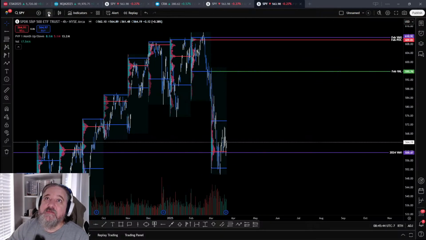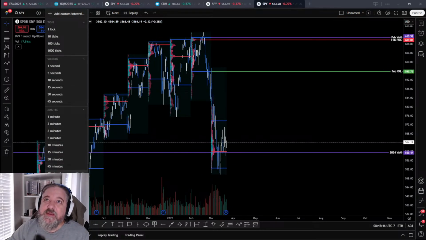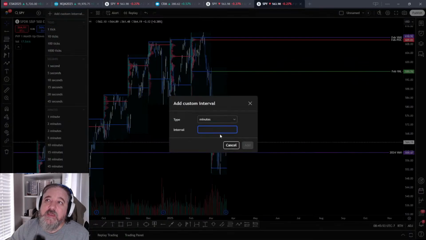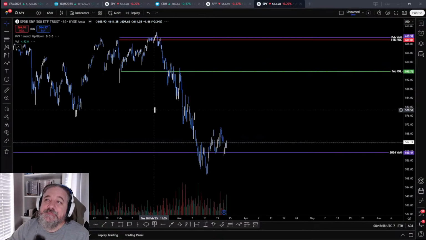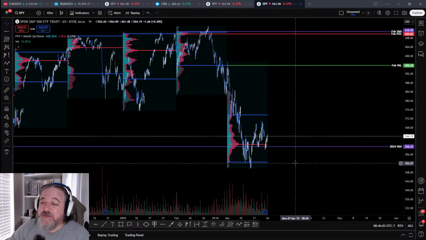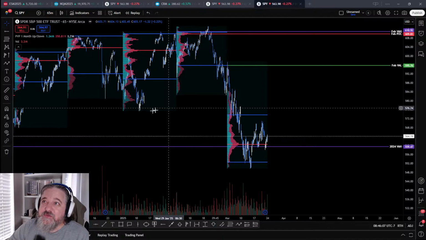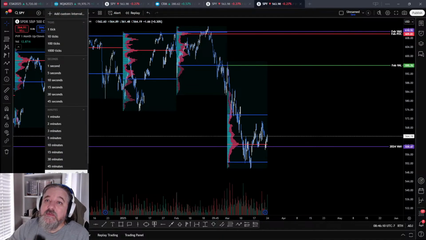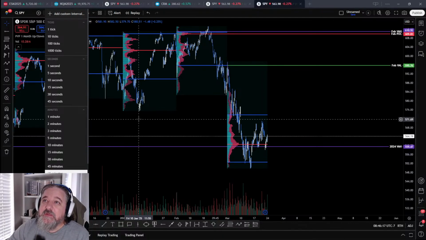Once we've drawn our monthly levels, we're going to drop down to a 65-minute chart. If you don't have 65 minutes on your TradingView, you just go up to add custom interval and you would just type in 65 and then minutes. The reason we use 65 minutes is the New York Stock Exchange is open for 8.5 hours every day. And if we're using 1 hour, it's not divisible by 8.5. If we use 65 minutes, that is divisible by 8.5.